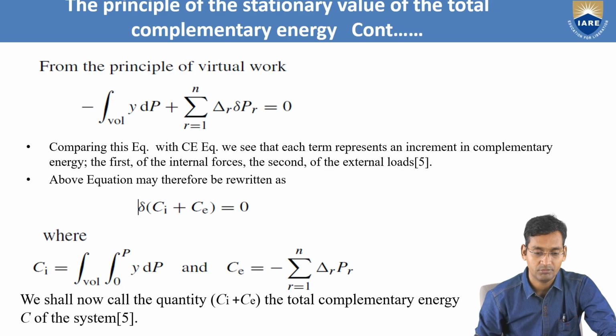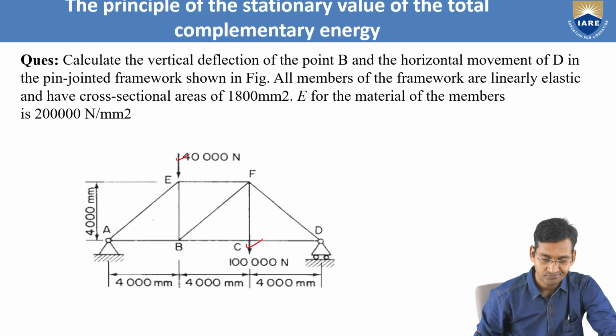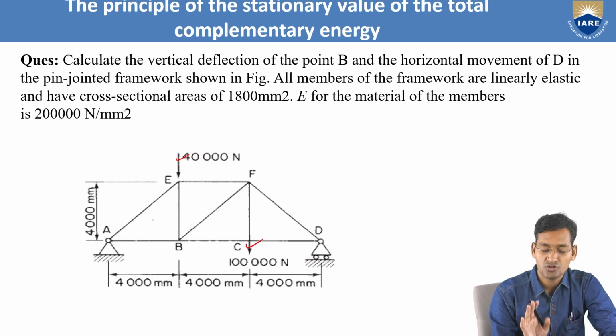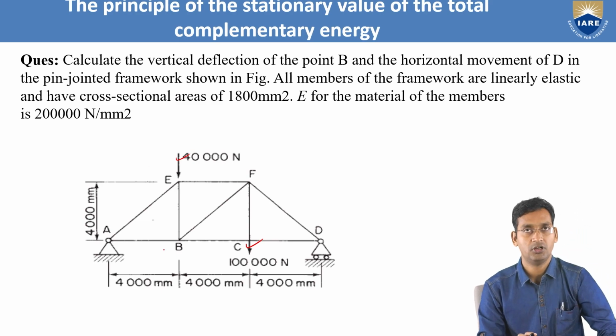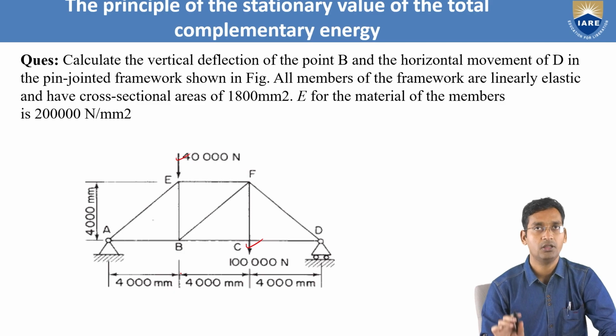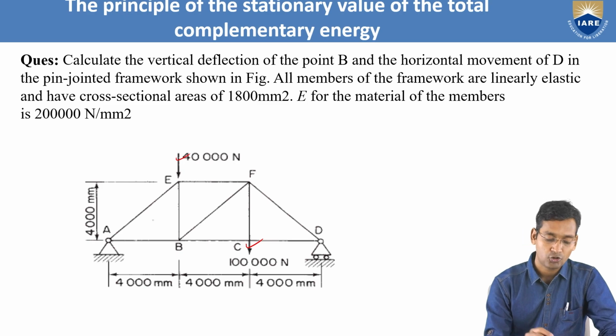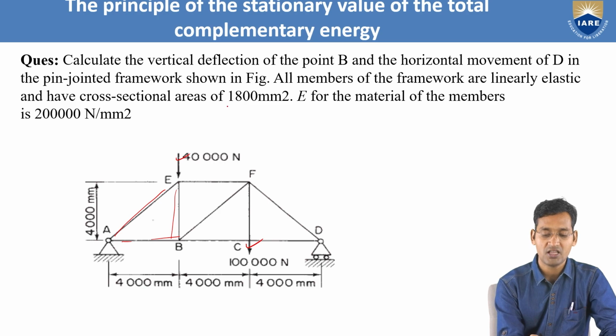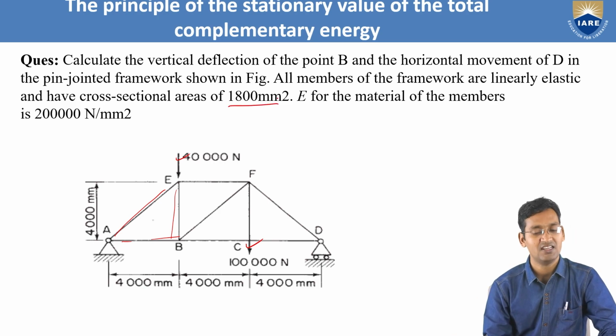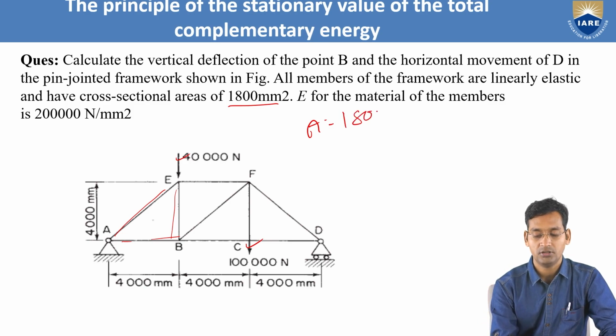So just see again, I'm summarizing this once more. What is there in the question? This is the question actually, and all the dimensions are given here. Two values are not given: the value of E and the cross-sectional area of these members, right? That is given in the question as 1800 mm square. The value of A is 1800 mm square, and the value of E is given as 2 lakh Newton per mm square.